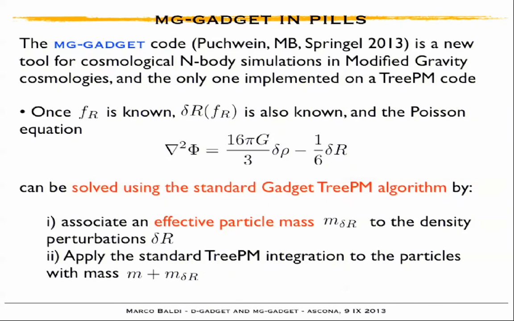And then basically, once we have solved for this degree of freedom, which is the scalar field on this adaptive mesh, we also know this quantity, which depends on the scalar field itself. And so for the standard Poisson equation, we can define an effective density, which comes from the fluctuations of the dark matter or matter density in general, plus the fluctuations of the curvature. And so we can solve this equation using the standard n-body solver, the standard TreePM algorithm of GADGET. We do this by associating an effective particle mass to this density fluctuation here, and then we apply the standard solver for the second part of the integration.